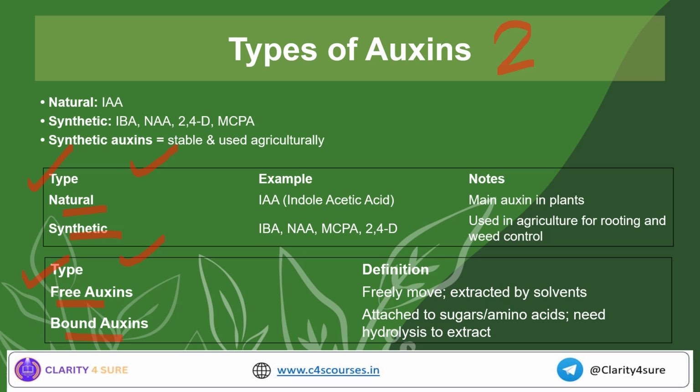Then speaking about auxins based on presence, first is free auxin. As the name suggests, these auxins are freely moving, or they are mobile, and they are extracted by the use of solvents. And next is bound auxins. As the name suggests, they are attached or bound to something. That something is sugar or amino acids. So if you need to extract the bound auxins, you have to carry out the hydrolysis process. Okay, so free auxins का तो बहुत easy है.